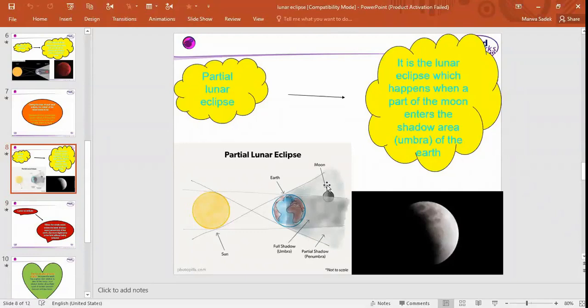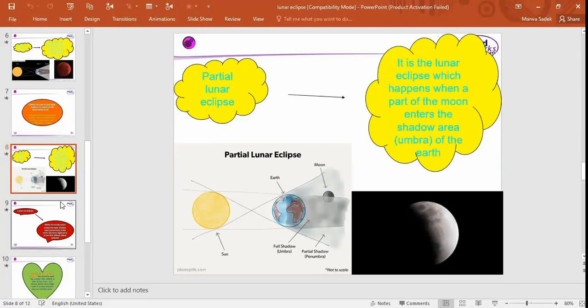What will happen if the whole moon enters here in this area? I told you before, the name of this area is penumbra, right? So what will happen if the whole moon enters here, not only part, the whole moon? In this case, the moon will not be eclipsed. So there is no eclipse here.